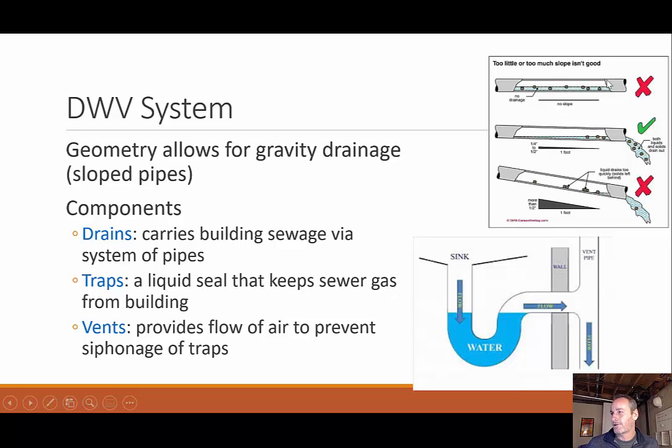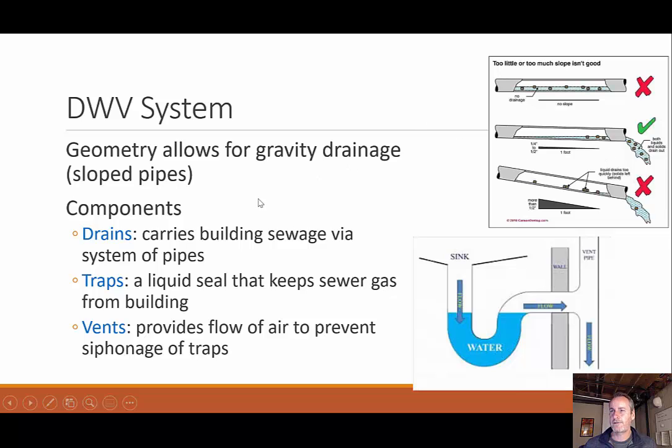And if you had zero slope, then everything would just sit there in the pipes. It could lead to leaks, and it's just not good for the overall system. If you have too much of a slope, what happens is the water runs out too quickly, leaving behind these solid particles. So it could be waste from the sink or from the toilet, even grosser, right? So instead we want the correct slope, 1/4 inch to 1/2 inch per foot. That way we have both liquids and solids draining through this system due to gravity.